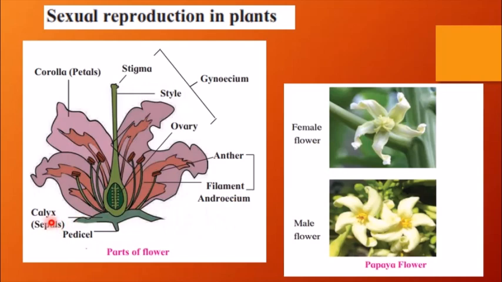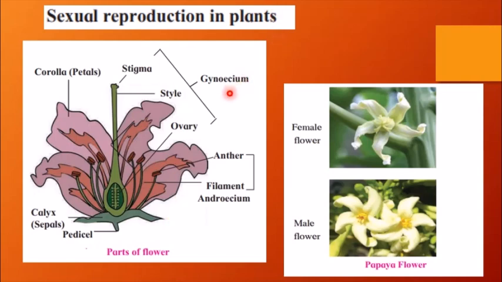Now, calyx, if you see, is the green part in the flower, the lower green part. This is also called the sepal. And below that you will find a small stick-like structure that is called the pedicel. So we have the pedicel, the calyx, which can also be called the sepal, and the corolla, which is called the petal, which actually protects the inner structure of the flower.